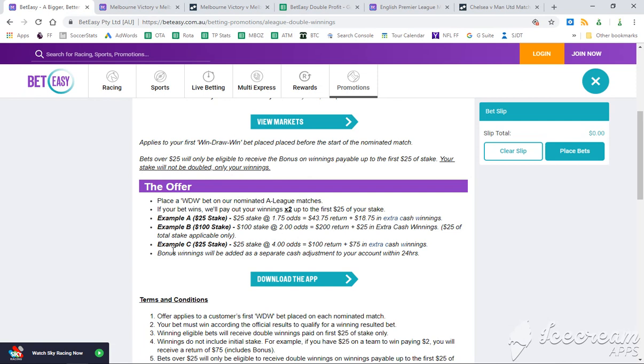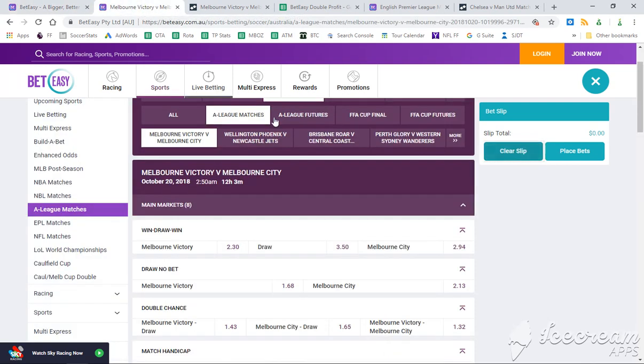If we also look at example C, this one's showing a bet at higher odds, at odds of 4. So the return here is $100, of which $75 would be profit. So they would give us an extra $75 if it won. Obviously, we would rather get $75 than $18.75. So it makes sense with this offer to go for higher odds. If we have a quick look at the Melbourne game later on, we can see that the highest odds available are on the draw at 3.50. So that's the one that we want to choose.